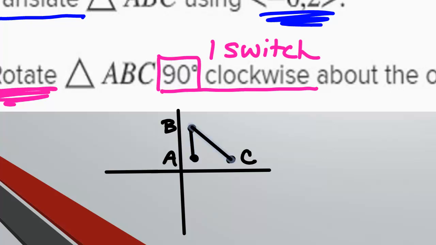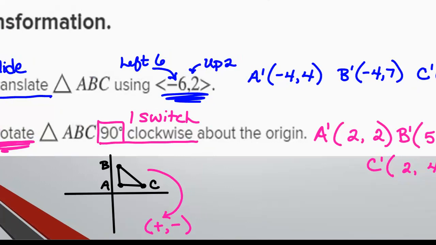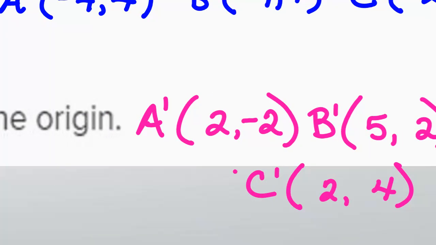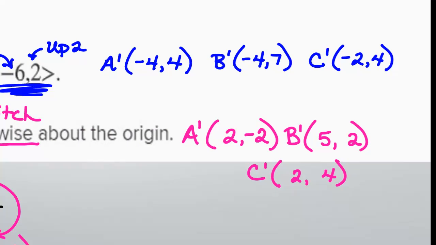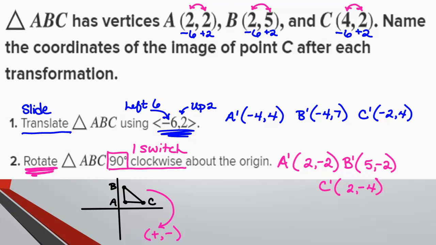So here's that original triangle they gave me, and we're supposed to go 90 degrees clockwise, which would put us into which quadrant? If I go 90 degrees clockwise, we're going to go into what quadrant? Quadrant 4, which is my positive, negative quadrant. So X will be positive, and all of the Y parts of these ordered pairs will be negative. So 2, -2, 5, -2, 2, -4.